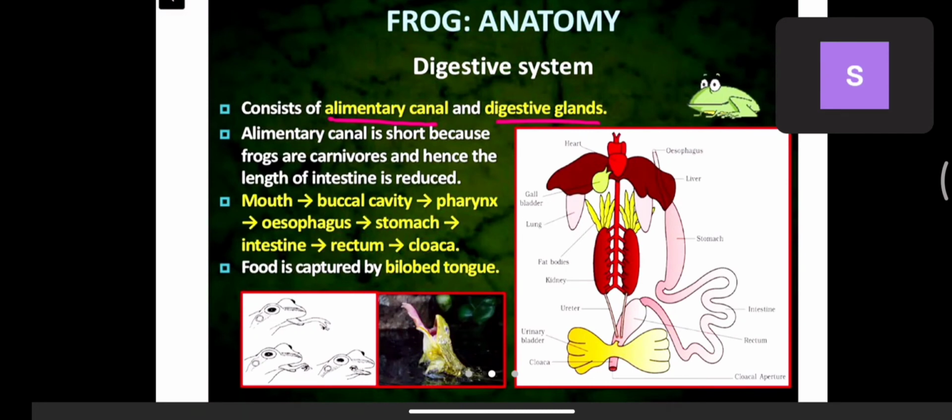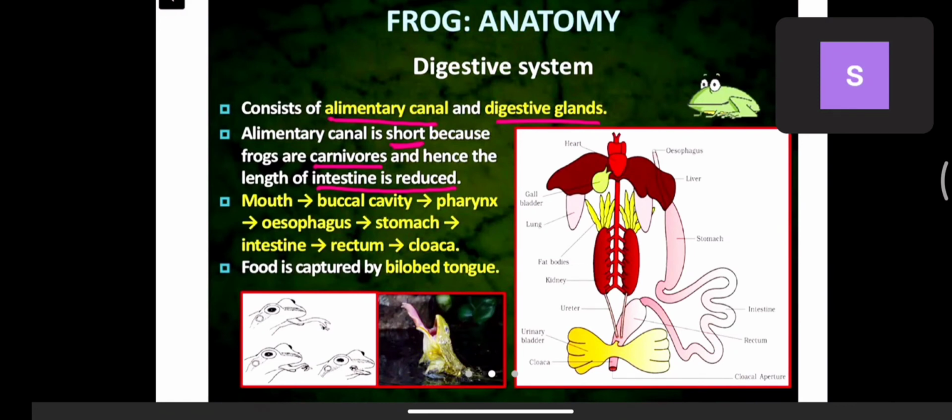The alimentary canal is short because frogs are carnivores and hence the length of the intestine is reduced. Are you able to understand? In the case of herbivores, the length of the intestine will be very large. And in the case of non-vegetarian animals, that is carnivores, the length of the intestine will be very small. Even in lions, cats, tigers, hyenas, you will find the length of the intestine is very small.